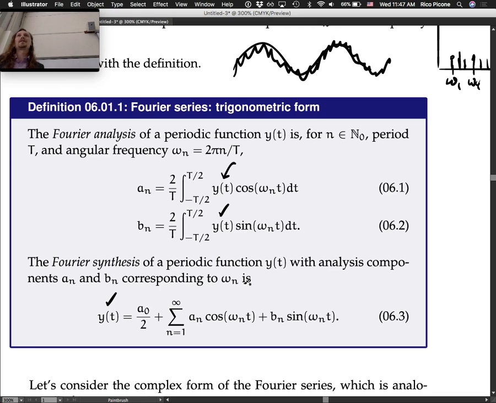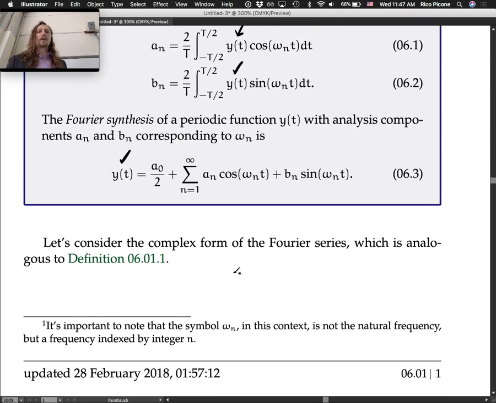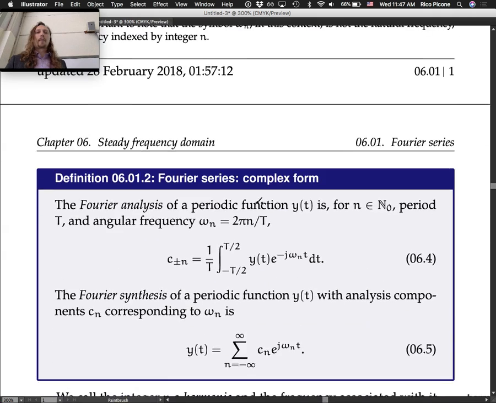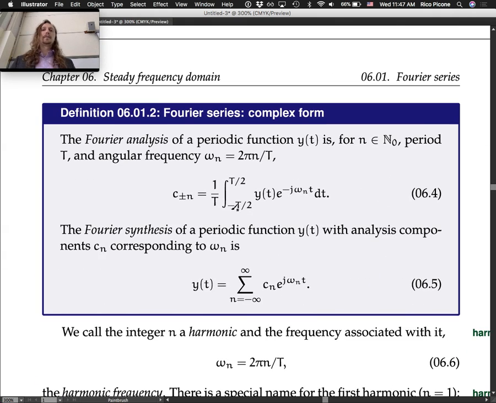We're summing sinusoids. Let's consider for a moment the complex form of the Fourier series, which is analogous to this definition. It's equivalent, but it's presented a little bit differently. So the Fourier analysis of a periodic function y of t is, for n a positive integer including 0, period T, and angular frequency omega n equals 2 pi n over T. So there's only one of these.